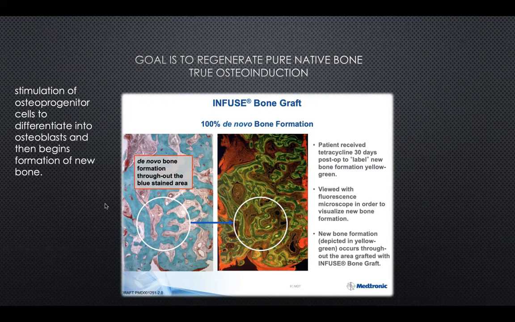This is a histology taken from one of the articles that supports the use of BMP, and we can see islands of native bone. This is de novo bone formation. So there is no bone graft, there are no particles, there was nothing in the area except for a sponge soaked with this BMP material.